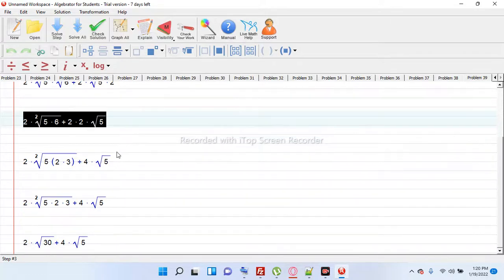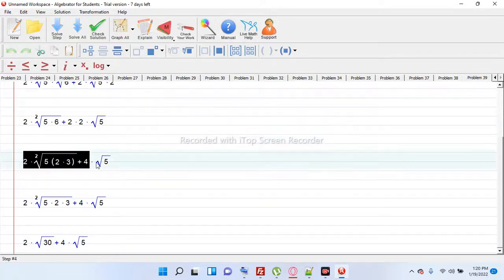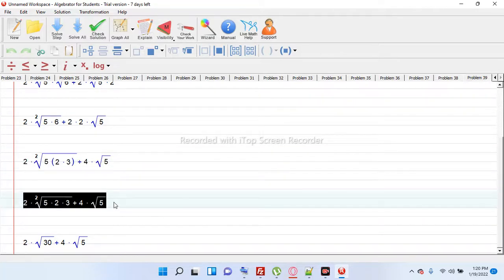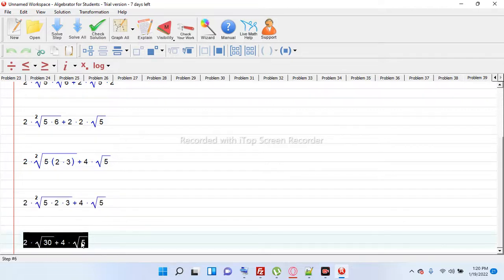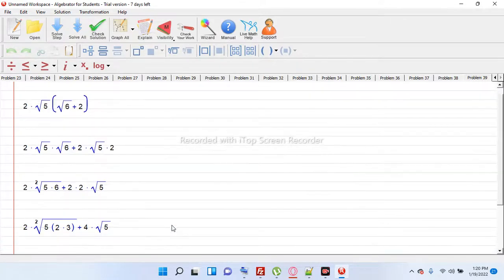Get your little pen, put it in your pocket, go on outside, smoke your Newport, tell them I'm gone, get in your car, I'm going away. Okay? He's going to go find out where his mom's 80 grand went, okay? You see that? 2 radical 30 plus 4 radical 5, buddy.